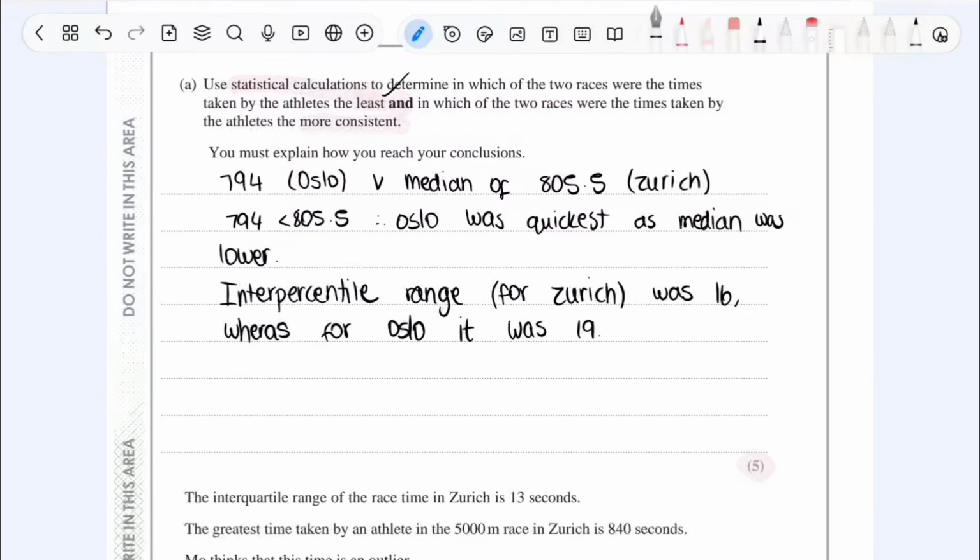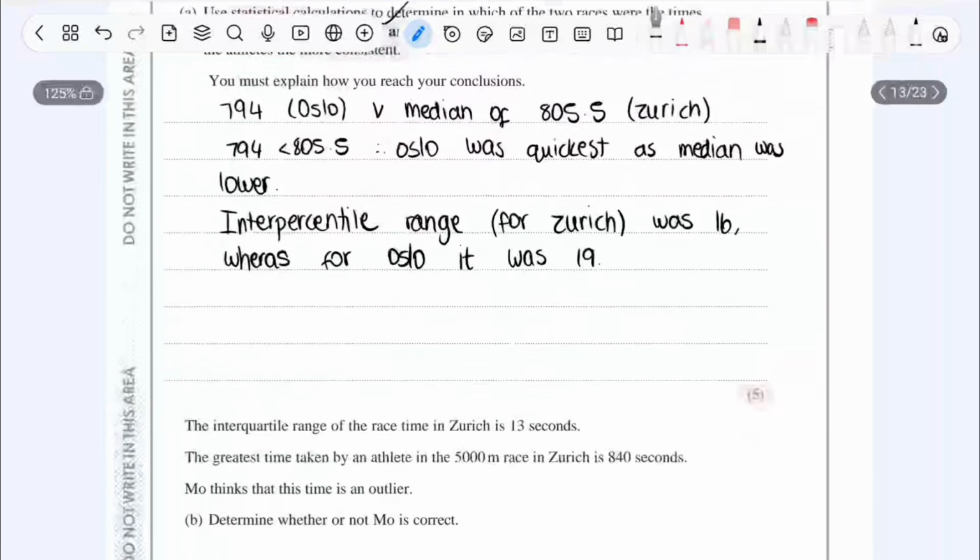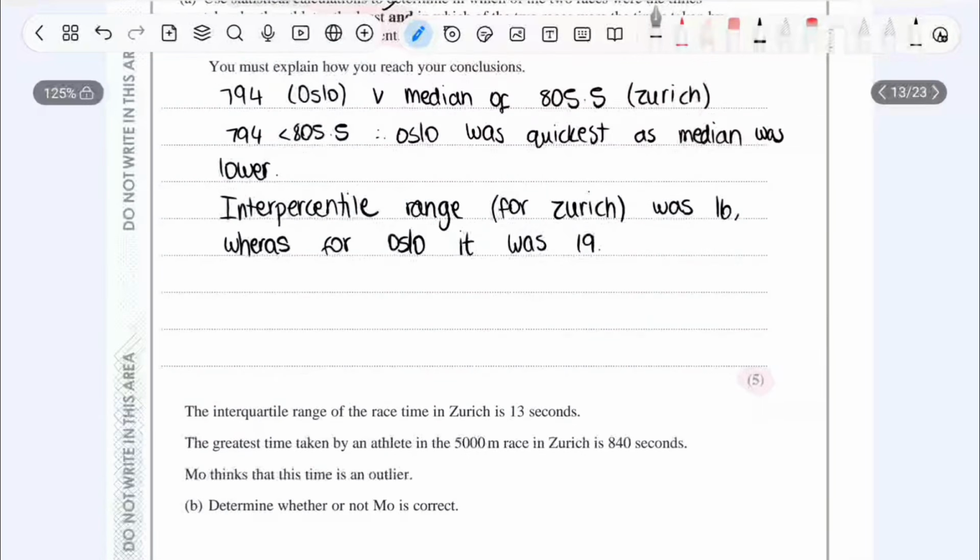Now just as the IQR measured the middle 50% of the data, the interpercentile range works similarly to do a different proportion, but still the middle data, which should hopefully make it free from outliers. And the whole point of that is to measure consistency. So consistency, if you see a lower value, that's going to be the more consistent one. And here that was Zurich.